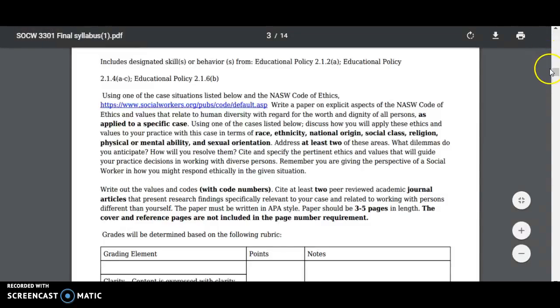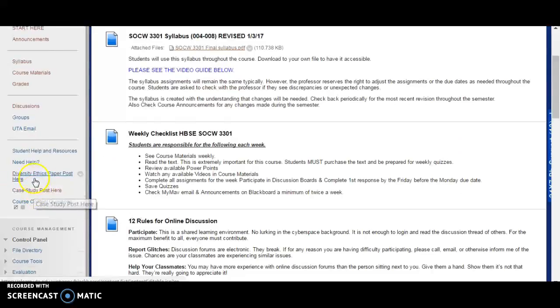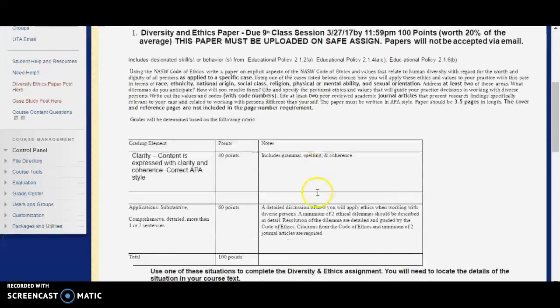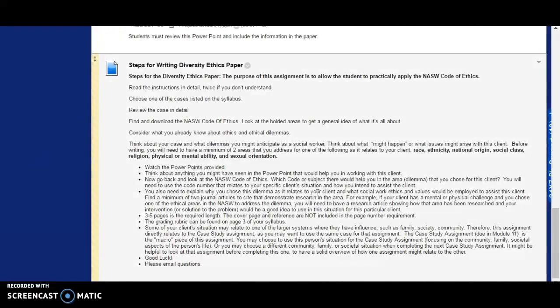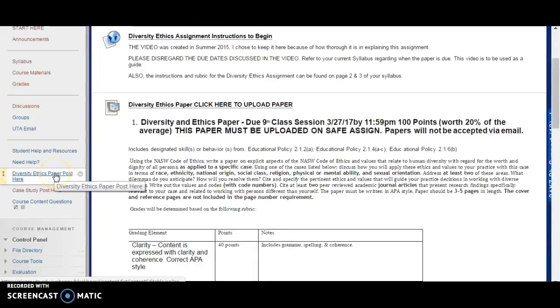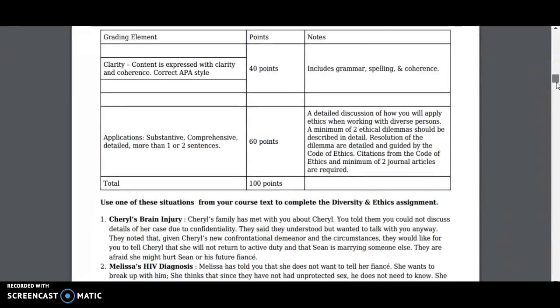So if you go to, I'm going to click over real quick. If you go down to where it says Diversity Ethics Paper Post and you click on that, there is a ton of information there. So don't just rely on the syllabus for the instructions. You're going to need to click back over here where it says Diversity Ethics Paper Post. Same thing with the case study paper. Both of those have additional information in that area, so you want to make sure you check there before you start the assignment.